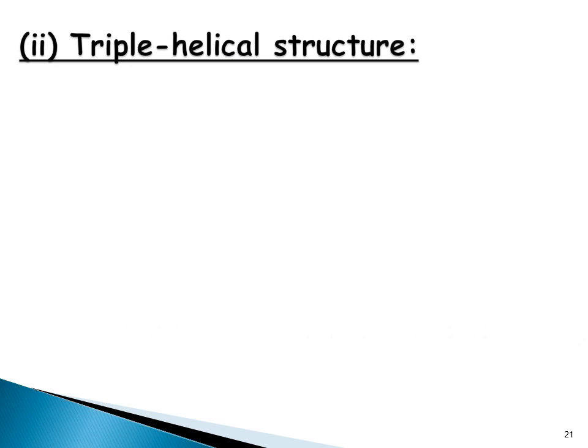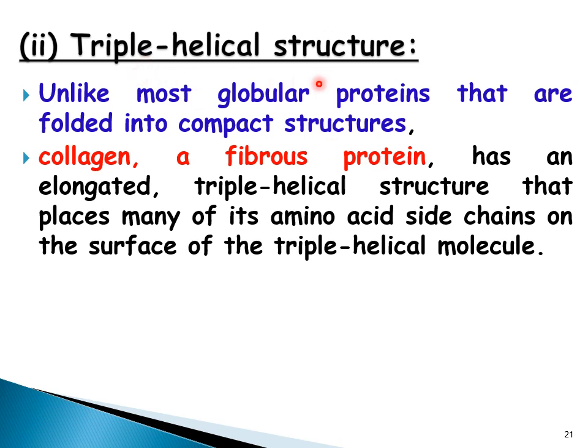As I told you in the beginning, it's a triple helical structure. Most globular proteins are usually folded into a compact structure, like hemoglobin. Collagen, in contrast, is a fibrous protein with an elongated triple helical structure that places many of its amino acid side chains on the surface of the triple helical molecule. So when it forms a long helical structure, the R groups go outside and hang outside of the collagen fiber.